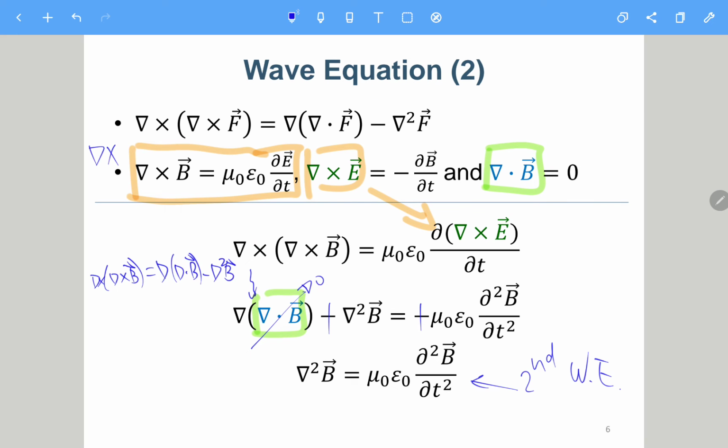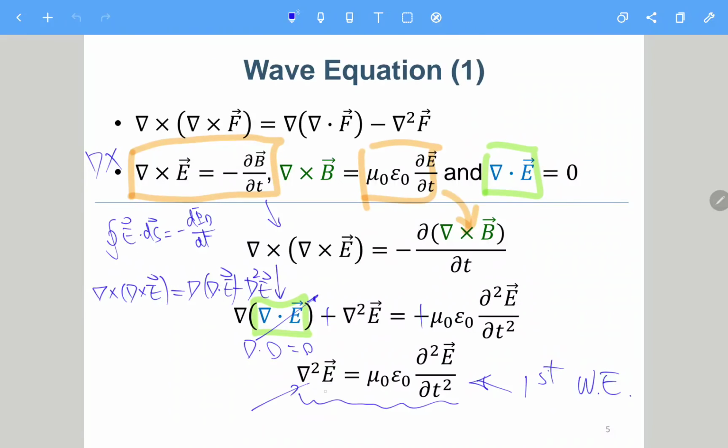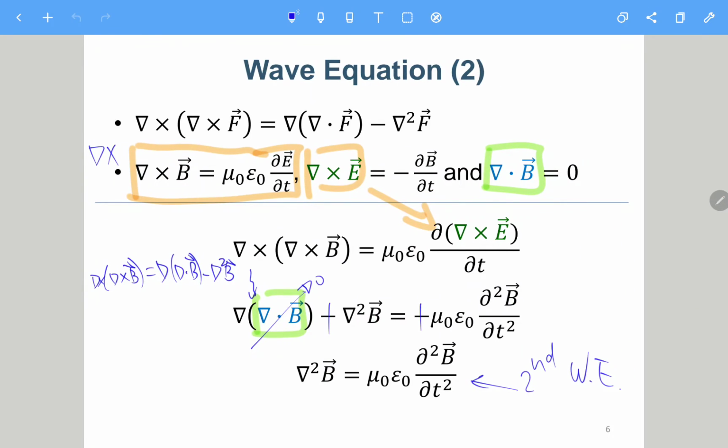So these two wave equations look exactly the same, except this is the E field and this is the B field. All the other parts are the same.